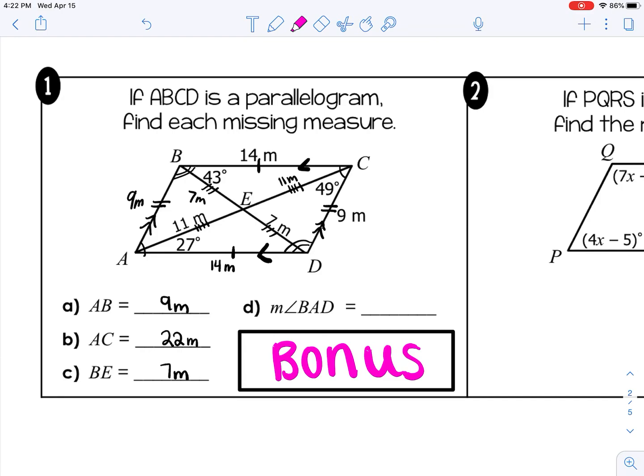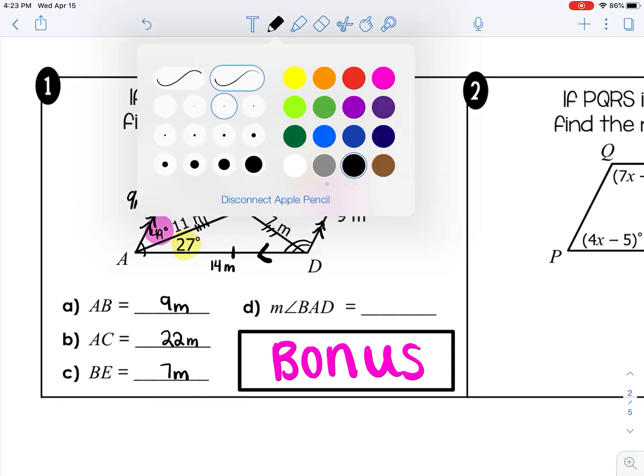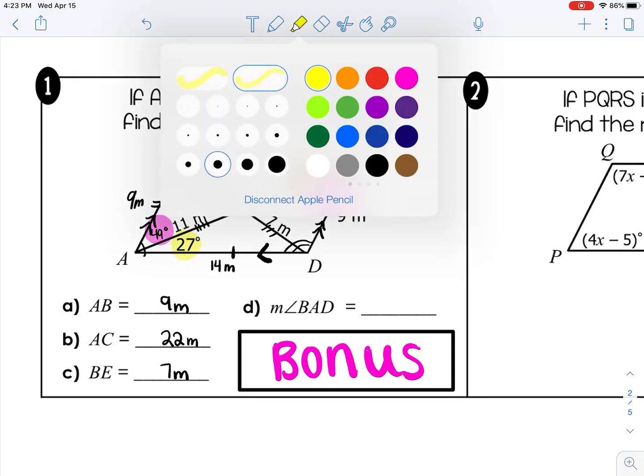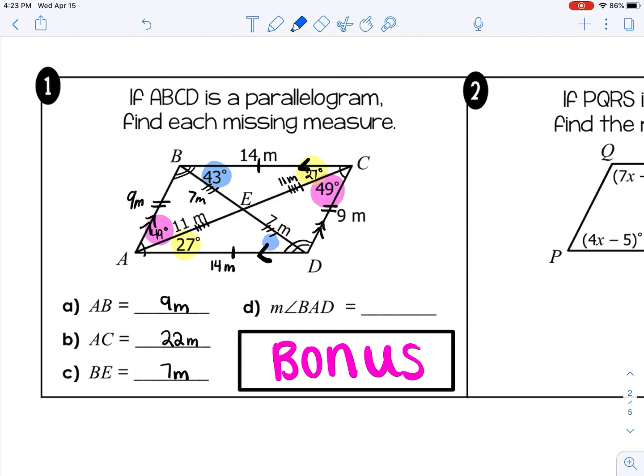Now let's talk about the angles. I just reminded us that alternate interior angles exist. So if I jump over this diagonal, that means that that would be 49 degrees. And 27 would go in that spot as well. And 43 would go here as well.